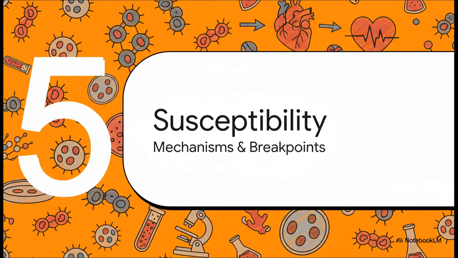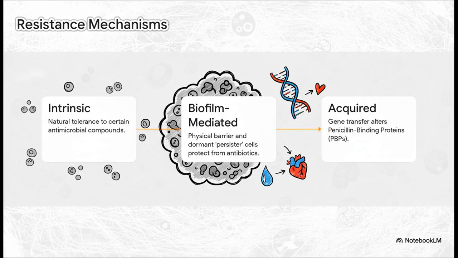So, what are the actual mechanisms that are driving resistance in Streptococcus gordonii, and how do we define what's susceptible and what's not in the lab? Well, its resistance is a multi-pronged strategy. First, it has some natural intrinsic tolerance to certain antimicrobial peptides. Then there's the biofilm-mediated resistance, which is a huge reason for treatment failure. The biofilm acts as a physical shield, and it harbors these dormant persister cells that just laugh at antibiotics. And finally, you have acquired resistance, usually through swapping genes in the crowded community of the mouth, which leads to altered penicillin-binding proteins and makes beta-lactams less effective.